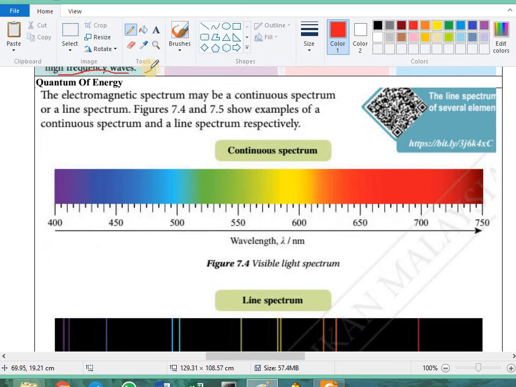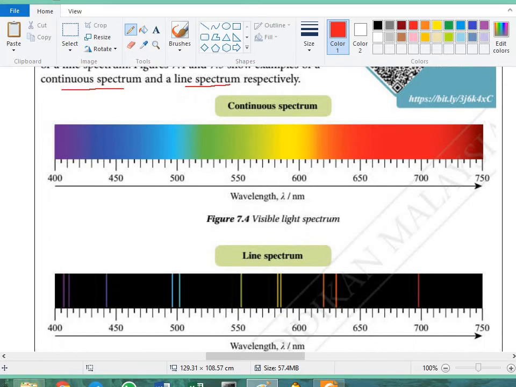We want to talk about quantum of energy. What does it mean by quantum of energy actually? The electromagnetic spectrum may be a continuous spectrum or a line spectrum. Figures 7.4 and 7.5 show examples of a continuous spectrum and a line spectrum. So how is it that the radiation can have a continuous spectrum and line spectrum? Usually we only see the continuous spectrum. Later we will discuss that.